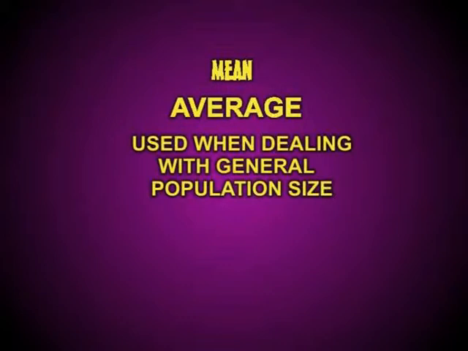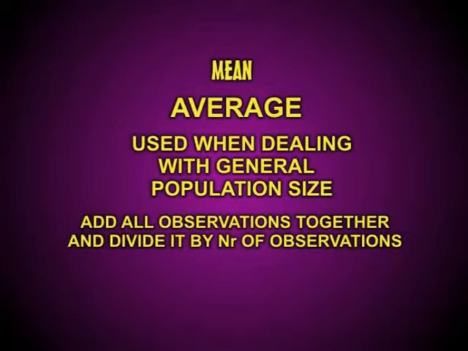How do I get the mean? I add all of my different observations together and I divide it by the number of observations or the sample size. In this case, all of the hours spent watching television a day added together comes to 70, divided by my 30 observations gives me 2.33. This means that the average person spends 2.3 hours a day watching television.